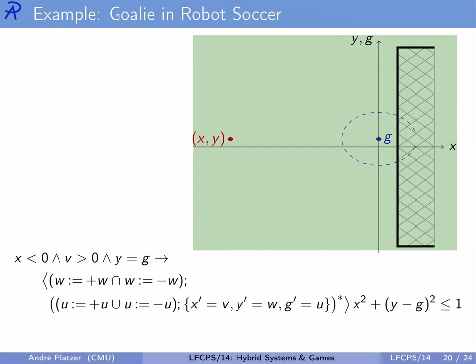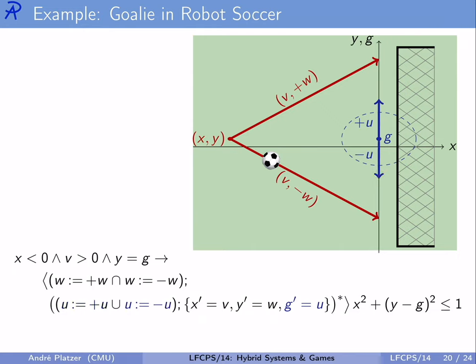To another example, playing robot soccer, where there's a goalie robot and a robot that's trying to score a goal. How does that work? There's a ball that the robot can kick either with upwards velocity W and longitudinal velocity V, or downwards with velocity minus W and still longitudinal velocity V. That's a choice that this robot has in the beginning when the game is kicked off. But then repeatedly, the goalie robot will have the choice to move either with upwards velocity or with downwards velocity, and that's Angel's robot that she's controlling here, moving with constant velocity U up or down.